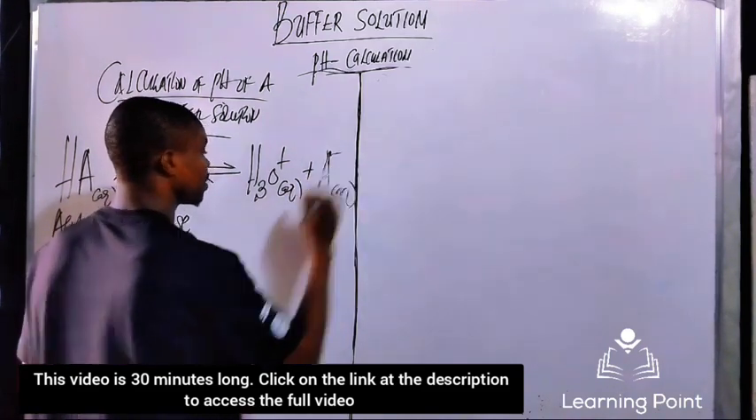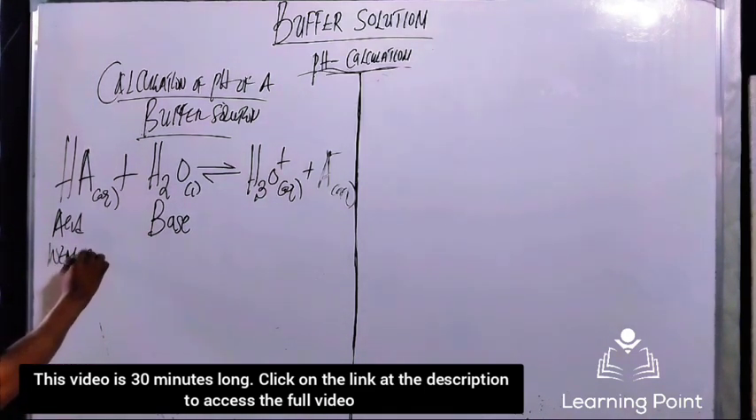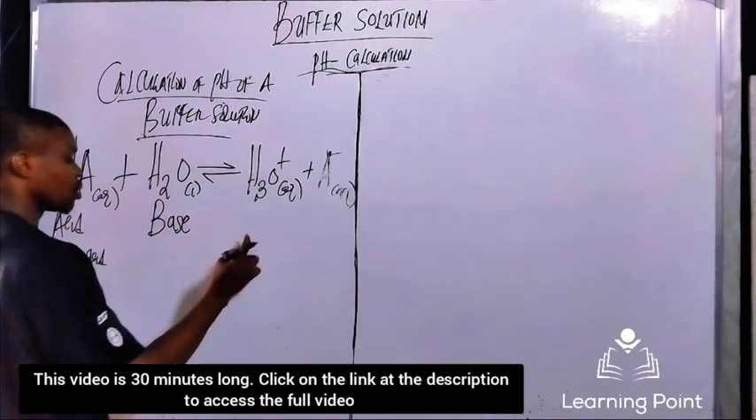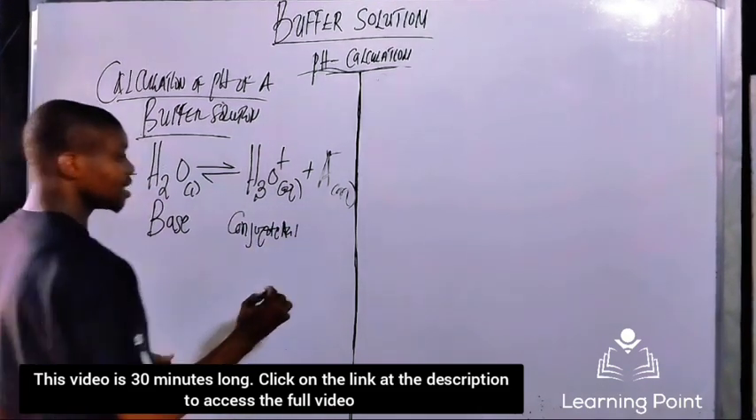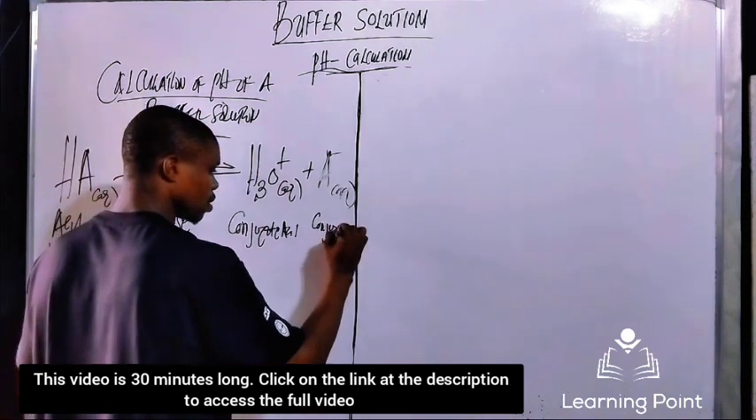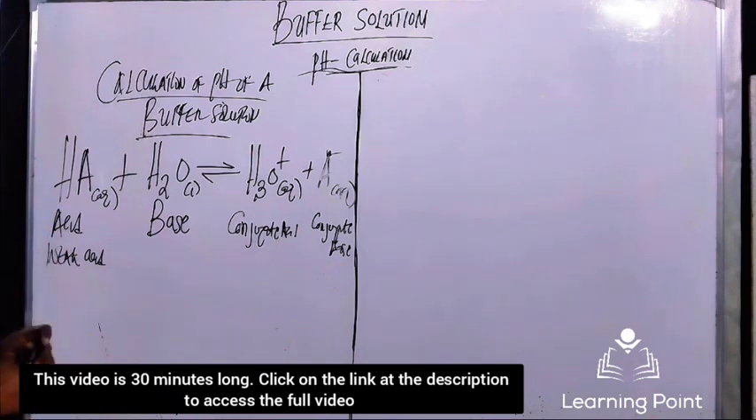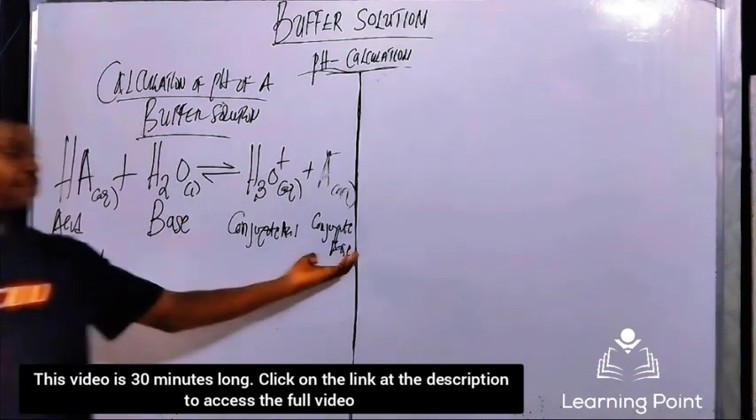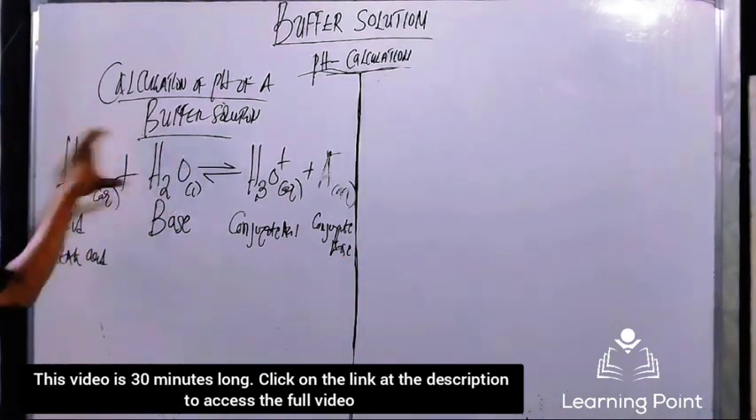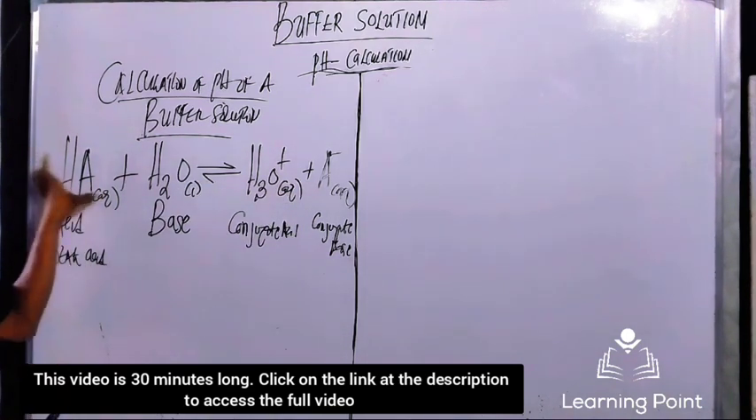So this is the weak acid, this one is the conjugate acid, and here we have the conjugate base. What you want to understand here is that when an acid loses a proton, it forms a conjugate base, and when a base accepts a proton, it forms a conjugate acid. Remember, this one is a weak acid.